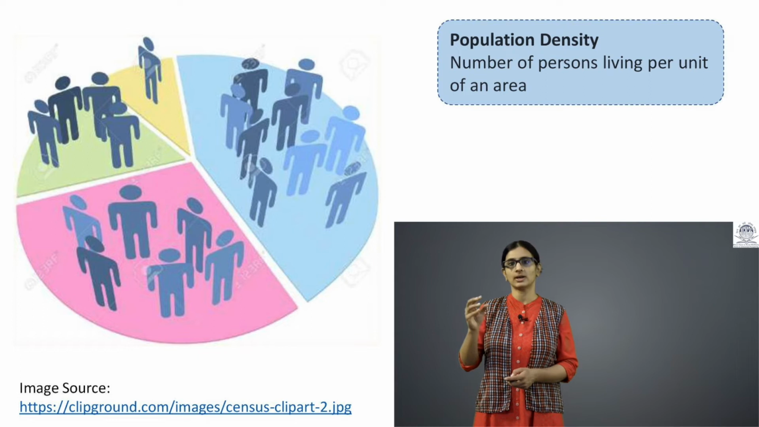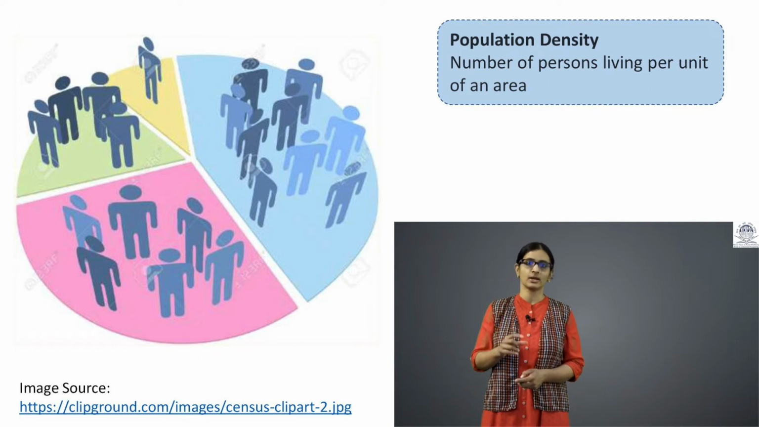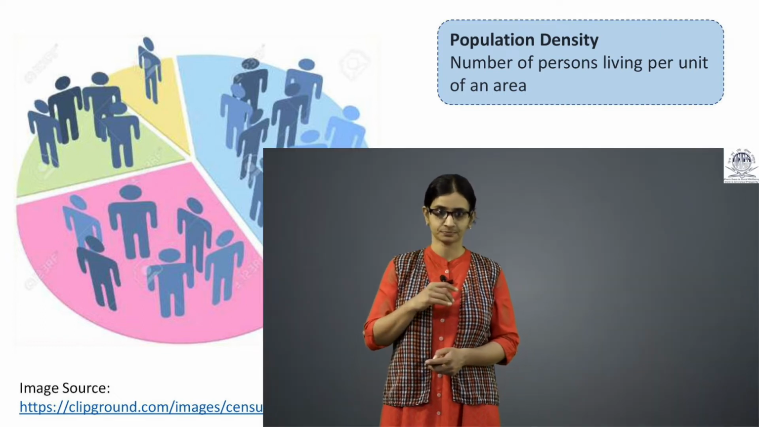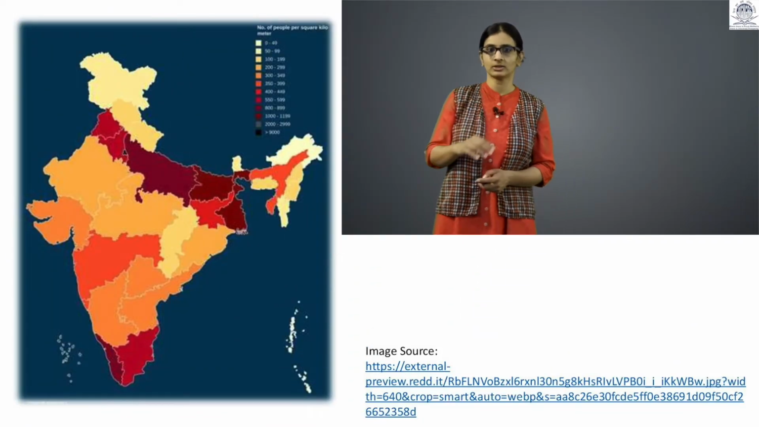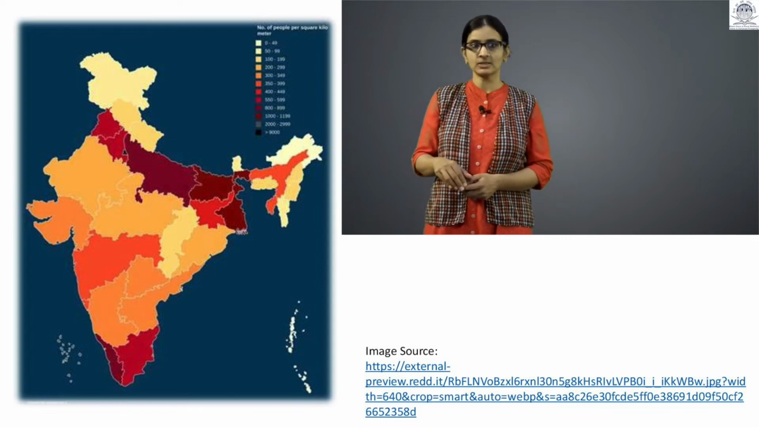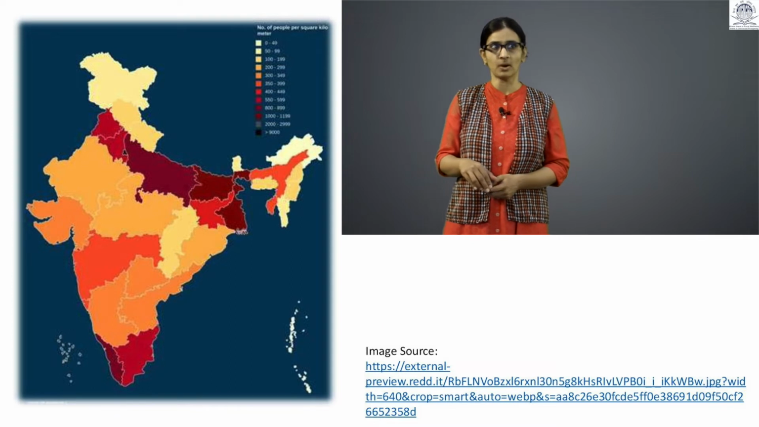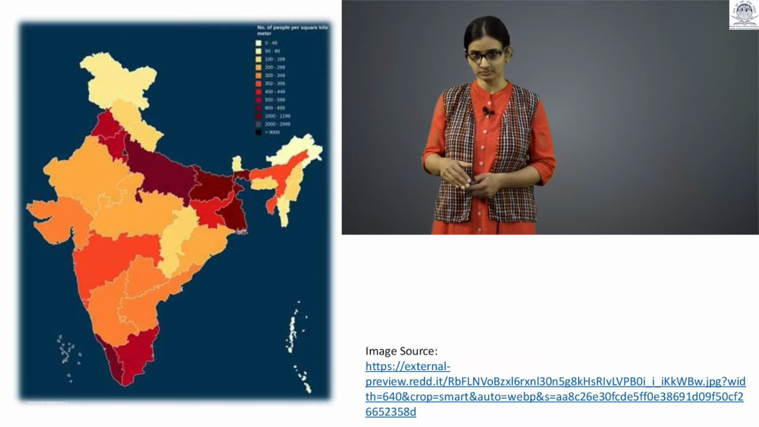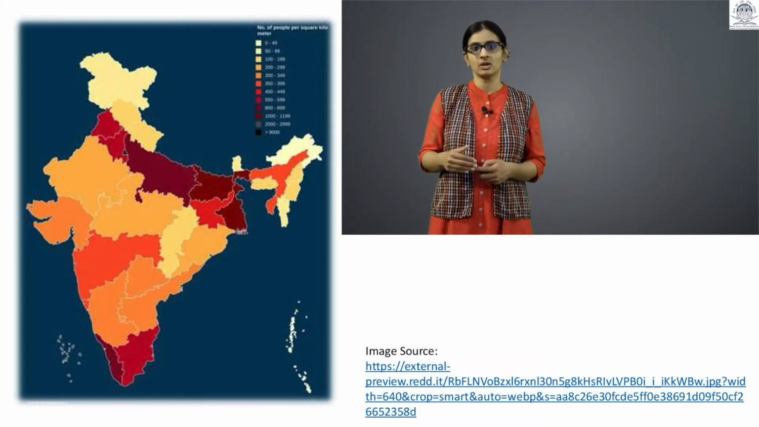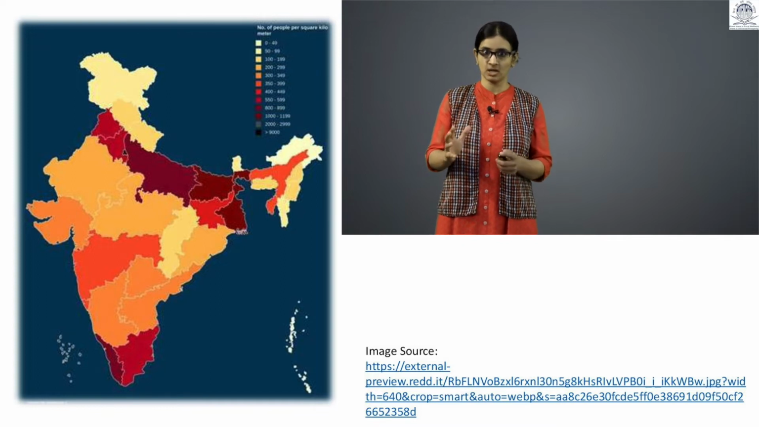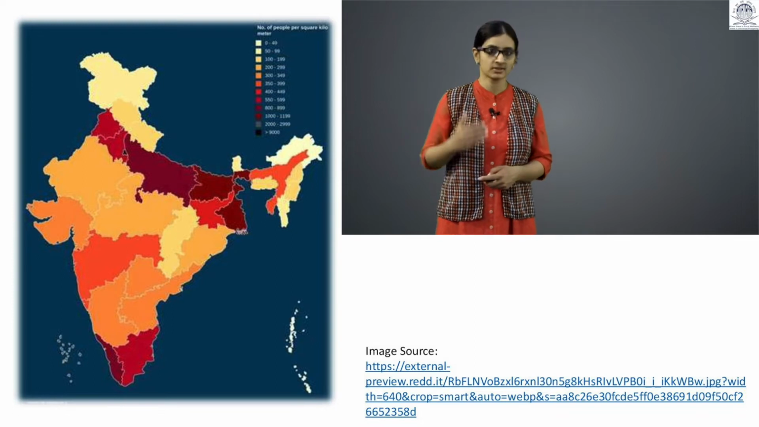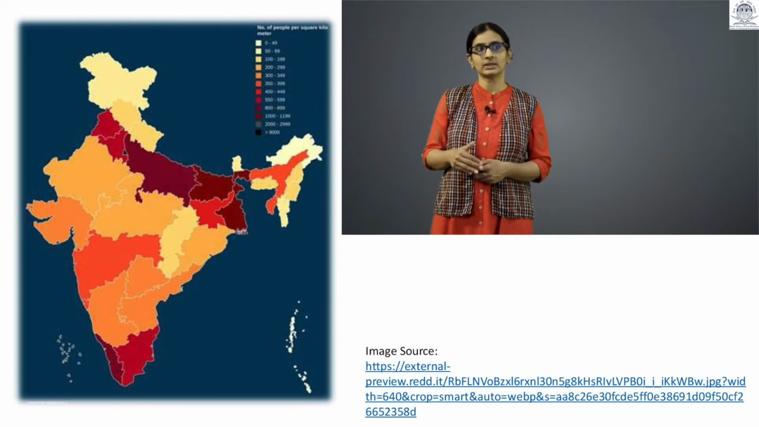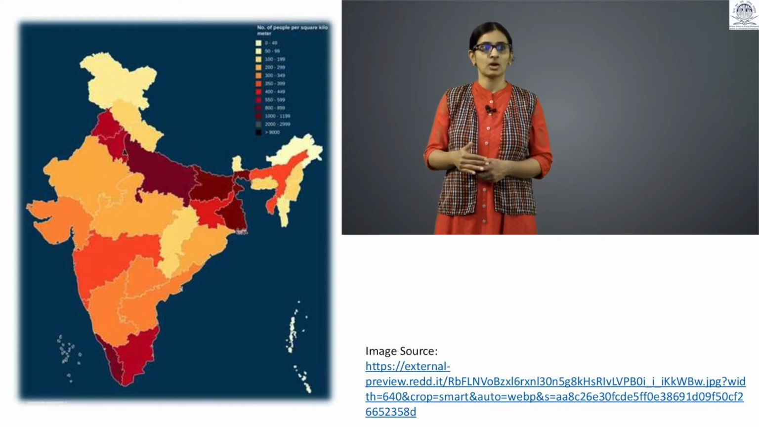Population density refers to the number of persons living per unit of an area, that is per square kilometer. For example, if we look at the map here, the states in India have been classified as per the population density, that is number of people who live per square kilometer. So, if you look at the range, you can have between 0 to 49 persons living in a square kilometer to more than 9,000 persons living in a square kilometer. If you look at the map, the state of Delhi has a high population density where it is more than 9,000 per square kilometer.